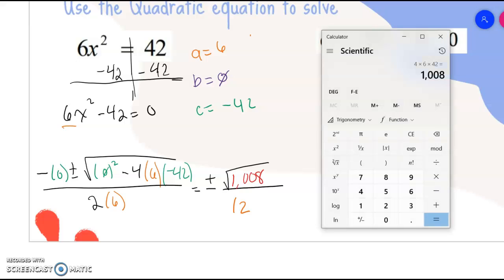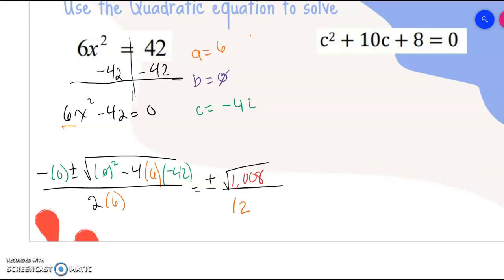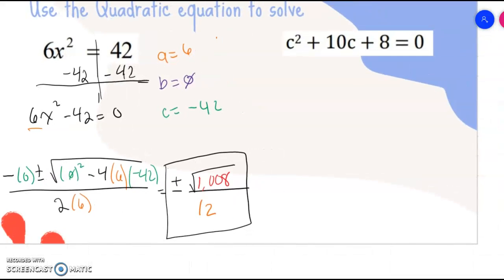Let's see if that's a perfect square. It's not a perfect square. How I know is because I get a decimal. I don't get a clean, nice number. So on your test, you're just going to leave it as is. Leave it exactly like that. Alright. You're going to leave it just like that because we don't want any more factored out.